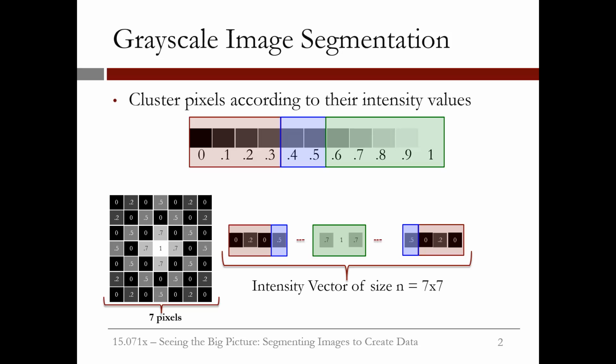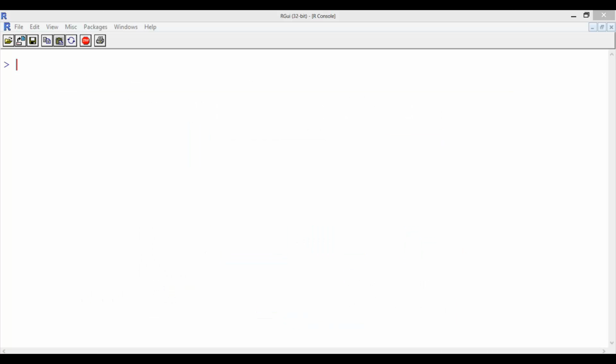In general, if we call the size of the intensity vector n, then we need to compute n times n minus 1 divided by 2 pairwise distances and store them in the distance matrix. Now we should be ready to go to R.